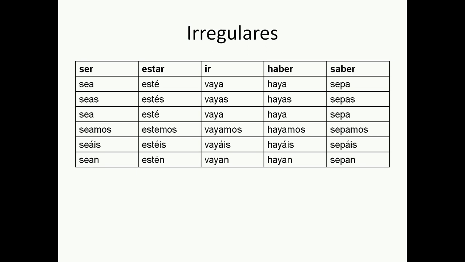Ir in the present subjunctive conjugates vaya, vayas, vaya, vayamos, vayáis, vayan. Haber conjugates haya, hayas, haya, hayamos, hayáis, hayan. Saber, sepa, sepas, sepa, sepamos, sepáis, sepan.